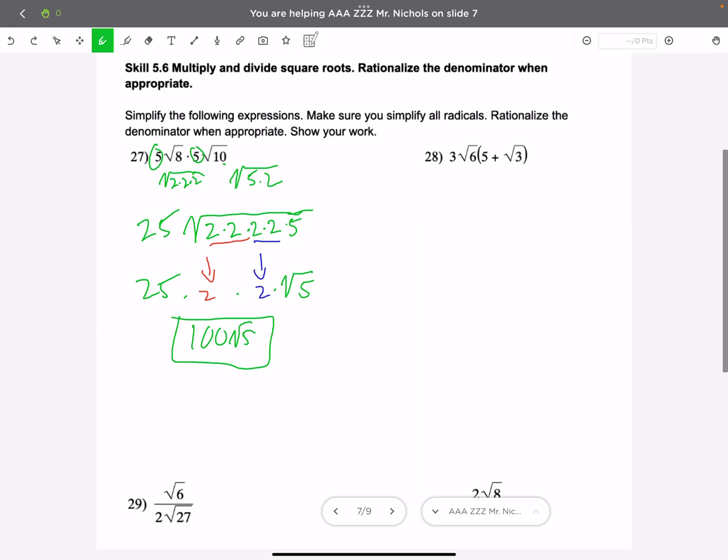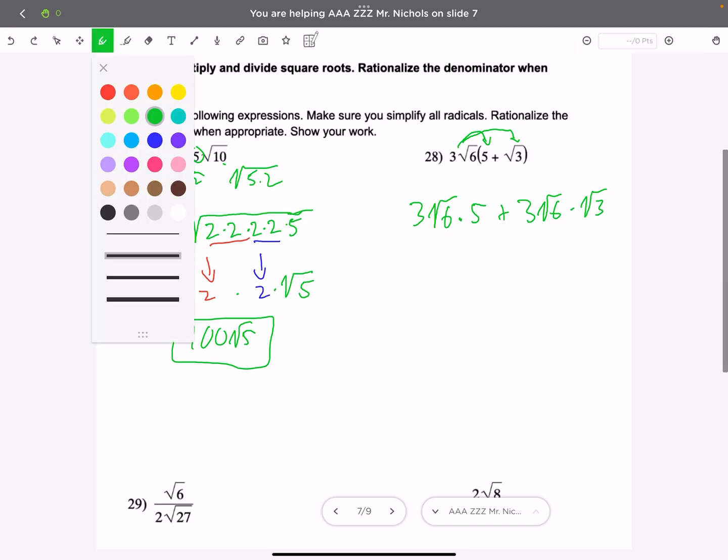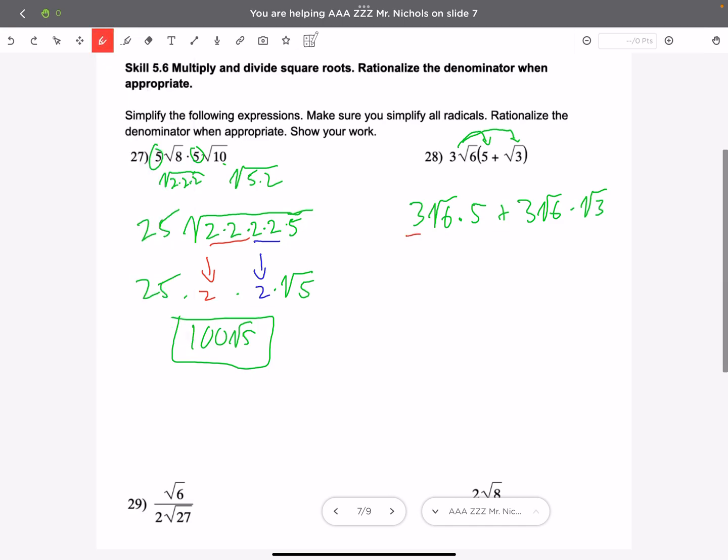Now for the second one, we're going to distribute this. And so this becomes 3 square root 6 times 5 plus 3 square root 6 times square root 3. Now on the left here, once again, we're going to multiply our numbers in front, the coefficients, and that becomes 15. And then we'll multiply the radicals. Now there is an invisible square root of 1 radical if you want to add that in, but it's not necessary. And that just is square root 6.